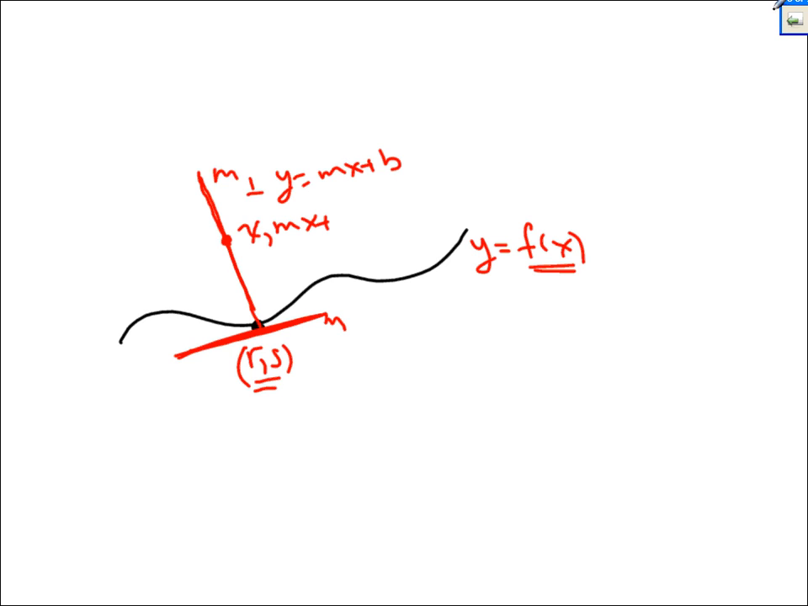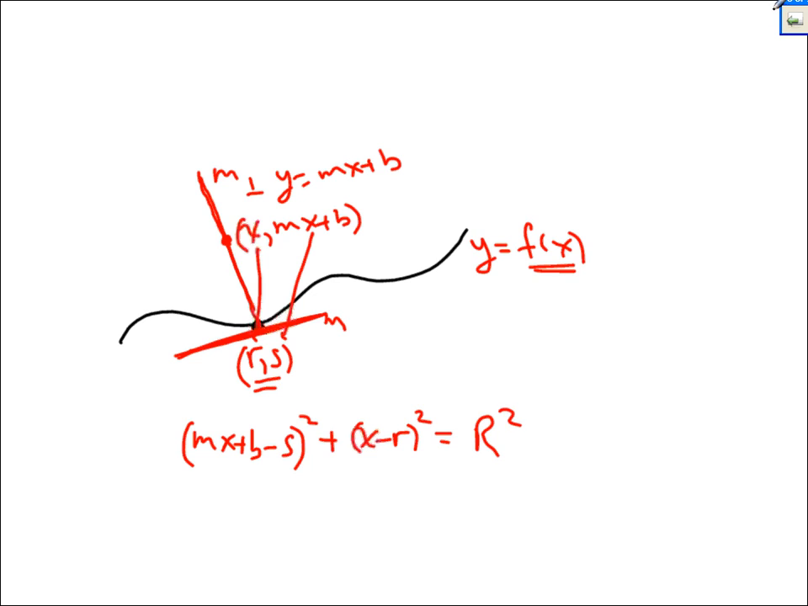But this is how you write y. And then you find the distance. Subtract the y's, mx plus b minus s, square it, plus subtract the x's, x minus r, and square it. And this is supposed to be the radius squared. So you find the curvature, take the reciprocal, and you have the radius. You don't want to take the reciprocal? Fine. Don't find the curvature, find the reciprocal of the curvature.